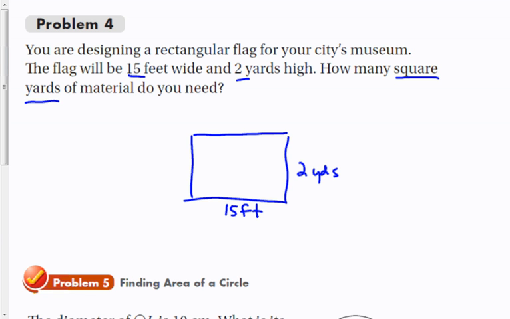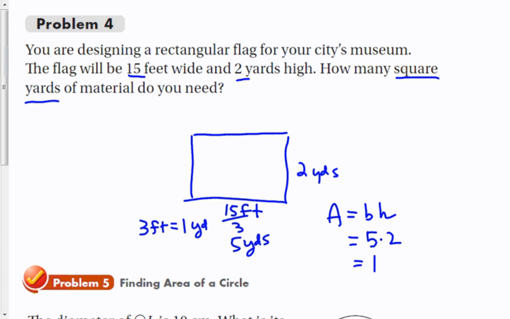And we know there's 3 feet equals 1 yard. So I need to divide that by 3, and that gives me 5 yards. All right, and then to solve it, I just need to do the area of the flag is base times height, and that's equal to 5 times 2, which is 10. And I'm going to label it square yards. All right.